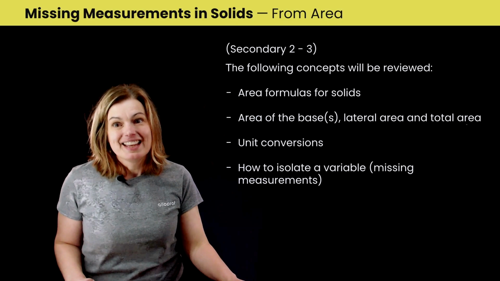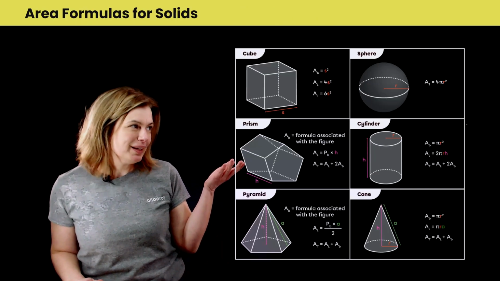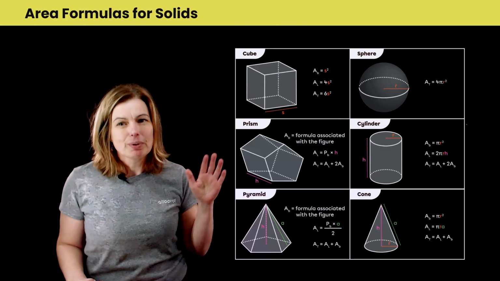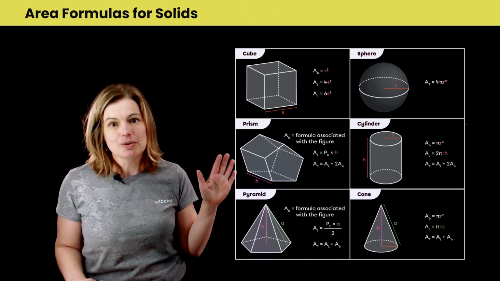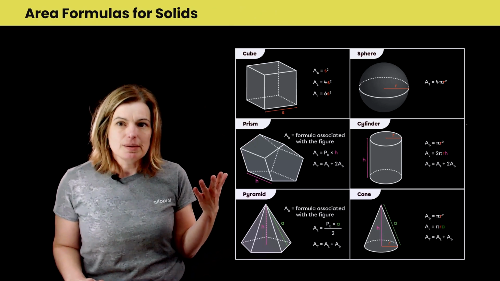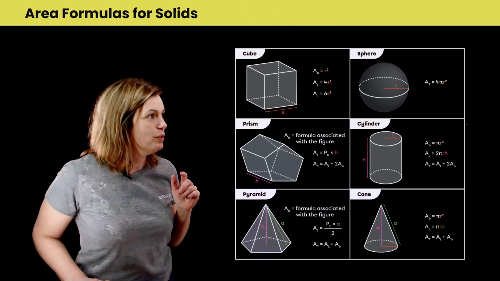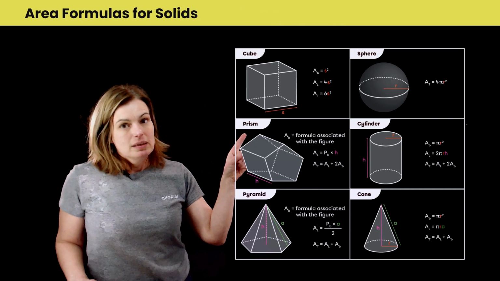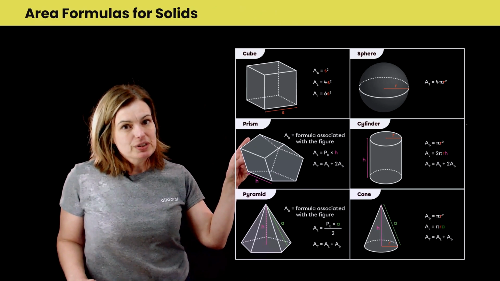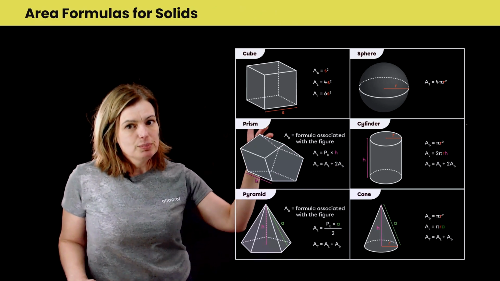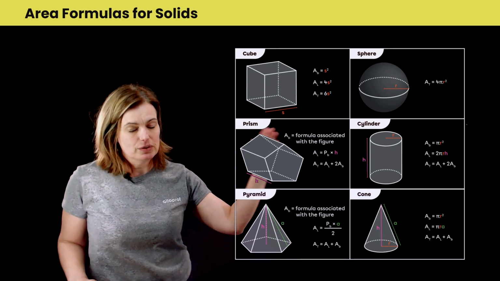Here we go. To get us started, we should probably just take a quick look at our different formulas. Now, you probably have something that looks like this in your math notes. It's always good to keep this on hand. It's just a little summary of the different formulas we use in our solids. So we're going to take a look at prisms and cylinders, cubes, pyramids, cones, and spheres.